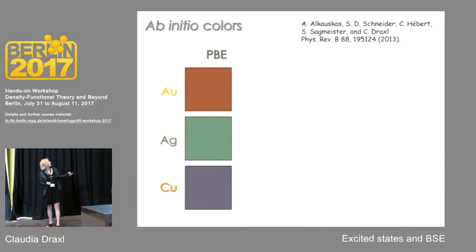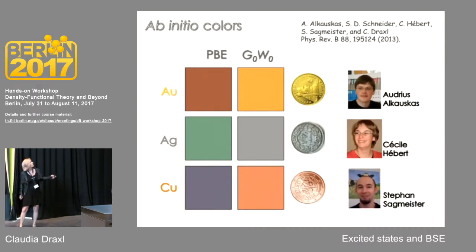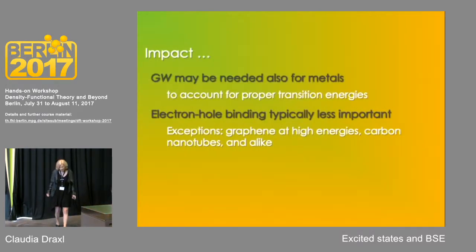This would be gold, silver, and copper computed with the PBE band structure. If you do better, if you do GW, then you not only get the right transition onset, but obviously also the right colors. So what we learned from this is that GW may even be needed for metals, just to give you the right transition onsets. In this case, it's the d bands which are strongly localized, and that's why semi-local functionals are not supposed to give it, but they even don't give it, so you need GW to correct them. And it's not the electron-hole binding which is crucial in your spectra, but more a reliable quasi-particle band structure.